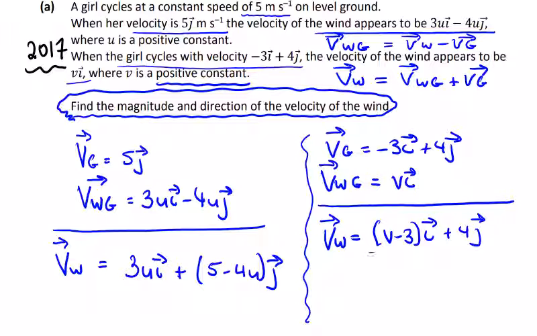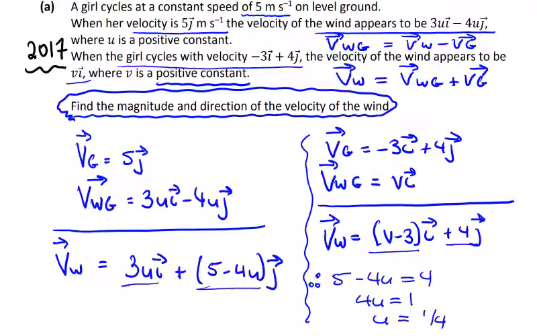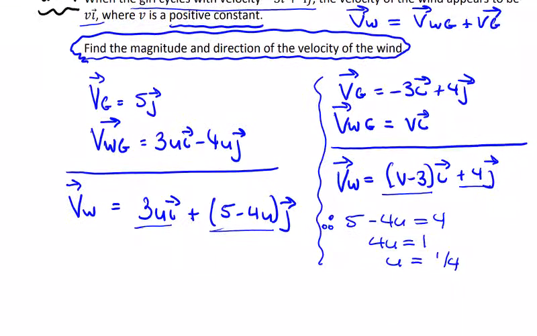So we can equate these. v minus 3 is equal to 3u. We've two unknowns. And 5 minus 4u is equal to 4. Well, we can see here 5 minus 4u is equal to 4. So 4u is going to be equal to 1. So u is equal to a quarter. And we only have one unknown over here, u.